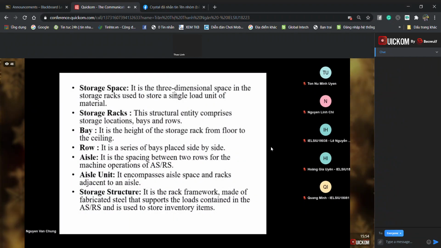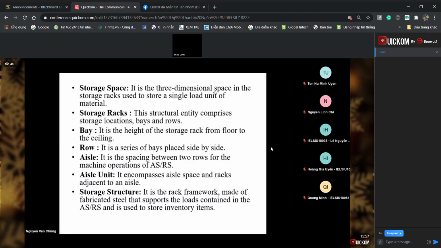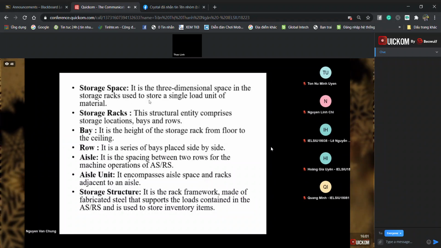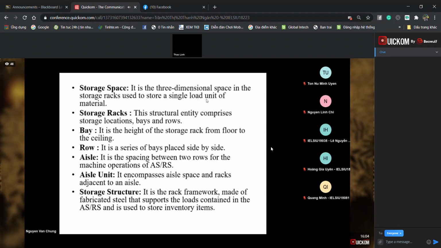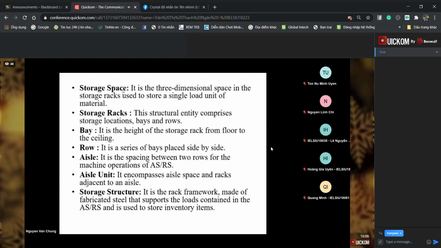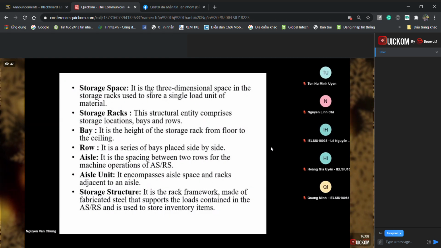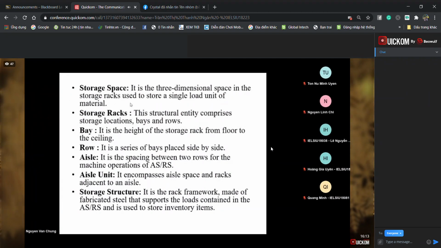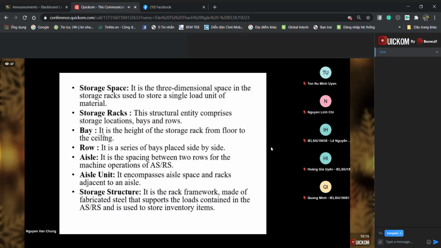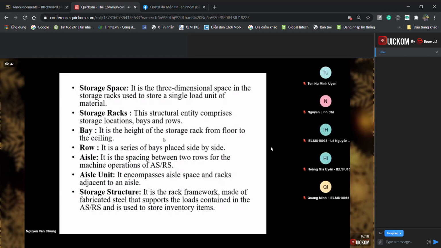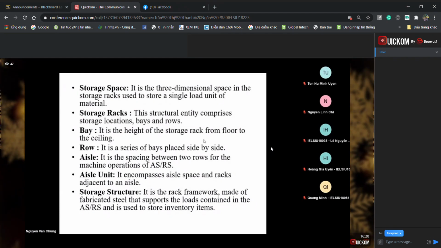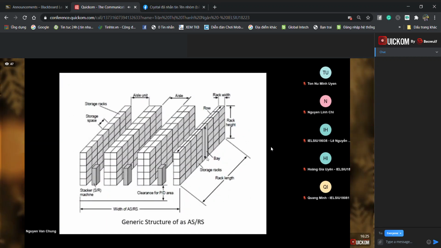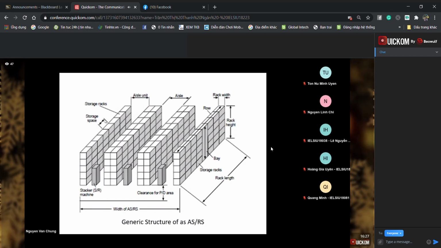It's the three-dimensional space in the store racks used to store a single unit of material. You know, it's a space. It's the three-dimensional space in the store rack. Okay, this is the store rack. The bay is the height of the store racks from floor to ceiling. Floor to ceiling.